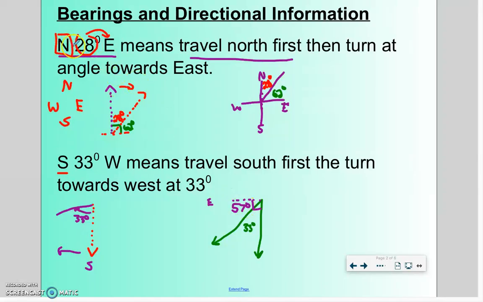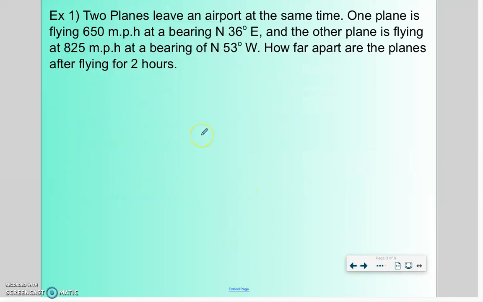So these are going to be the big two things that we're going to get into. The biggest thing with applications is just getting a picture, trying to interpret what am I looking for. So with that said, let's do an example here. Two planes leaving an airport at the same time. One plane is flying 650 miles per hour at a bearing of north 36 degrees east. So we have one plane, how fast it's traveling at this angle.